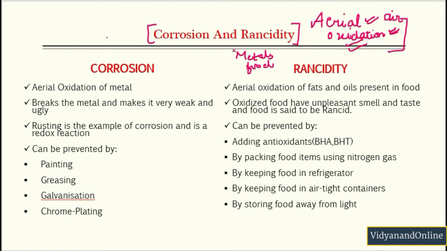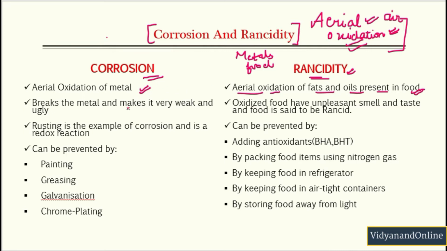So, we can say the damaging effect of oxidation on metal is called corrosion, and the damaging effect of oxidation on food is rancidity, right? Now, the simplest definition of corrosion is aerial oxidation of metal, and the simplest definition of rancidity is aerial oxidation of fats and oils present in the food. So by now you must know what aerial oxidation is. It is just oxidation caused by oxygen present in air.